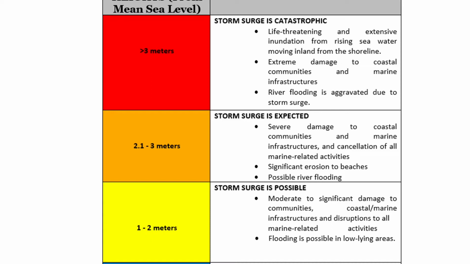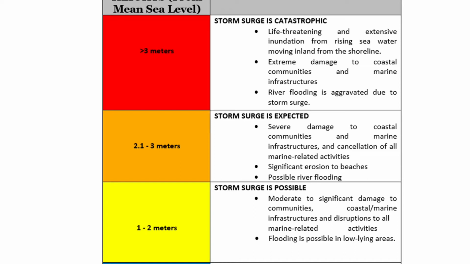At this point, there is also significant erosion to beaches. Sand and materials that are in beaches will be brought back into the ocean because of the waves formed in the storm surge. There is also the possibility of river flooding. The flooding is no longer limited to the coastal regions but also to the areas near river flows.